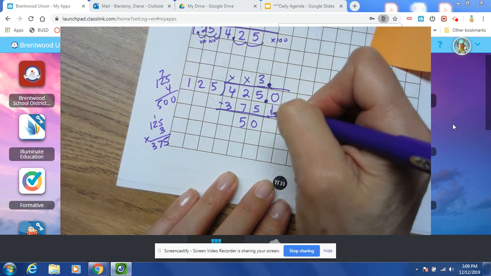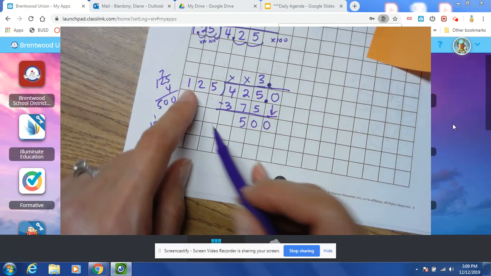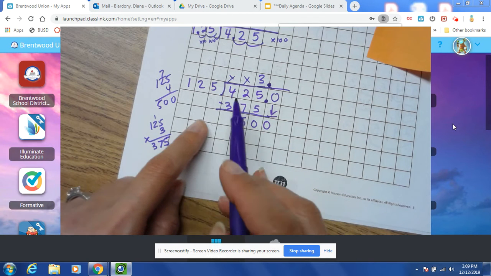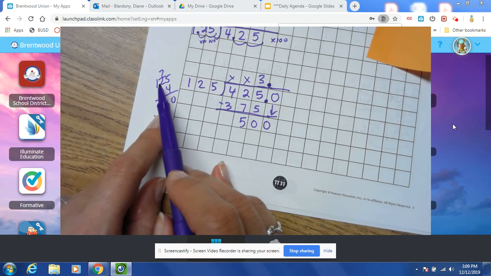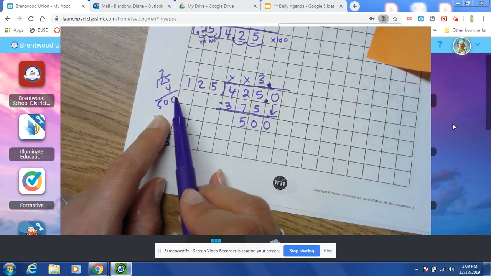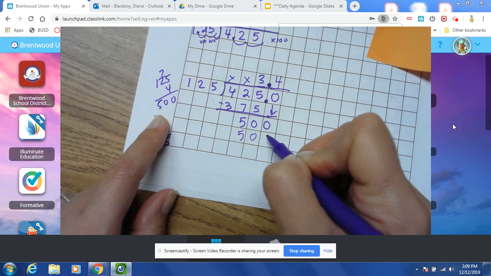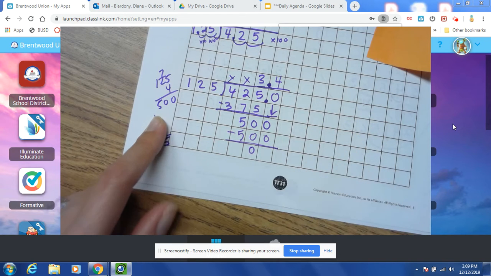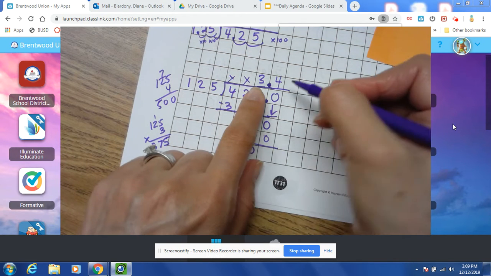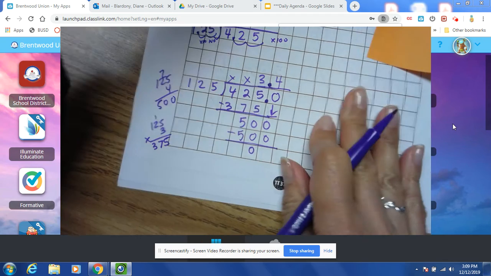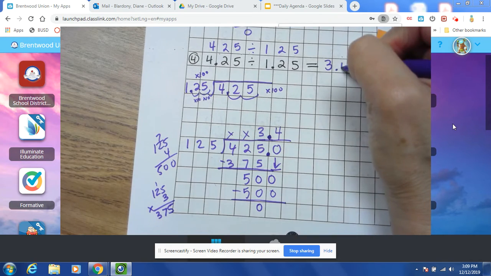All right, now I'm going to bring my 0 down. 125 goes into 500. Oh, here was my first guess. My work is already done for me. 125 times 4 is 500. Okay, 500 minus 500, 0 remainder. Final answer, 3 and 4/10.